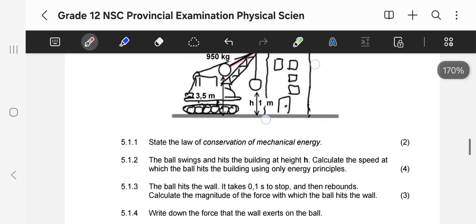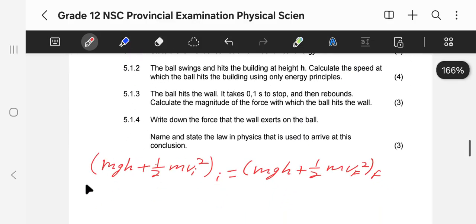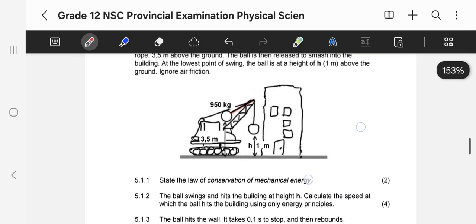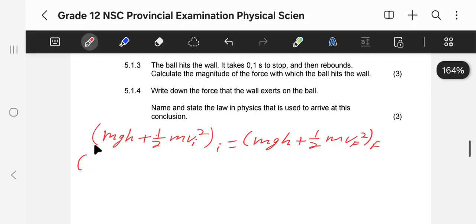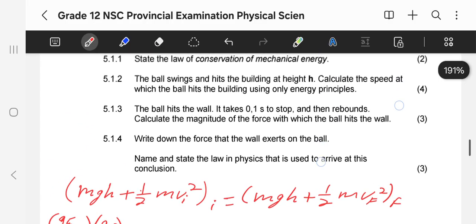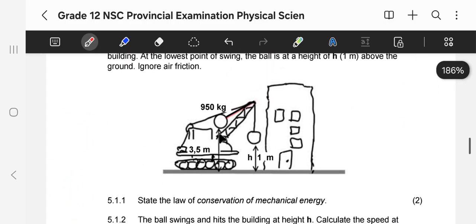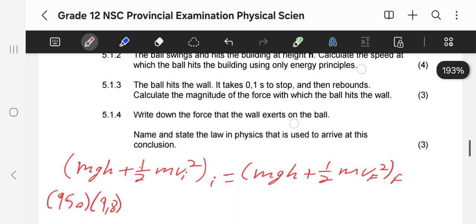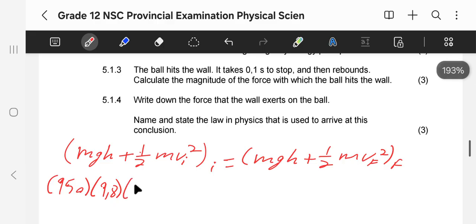So m is going to be the mass of the wrecking ball, which is what? It's 950 kg. And then the g is a constant, it's 9.8. What about h? h is the height, right? It's the height at which the ball was initially, and the ball was 3.5 meters above the ground. So this is the initial height. It was 3.5 meters high. So I'm going to put 3.5 here.